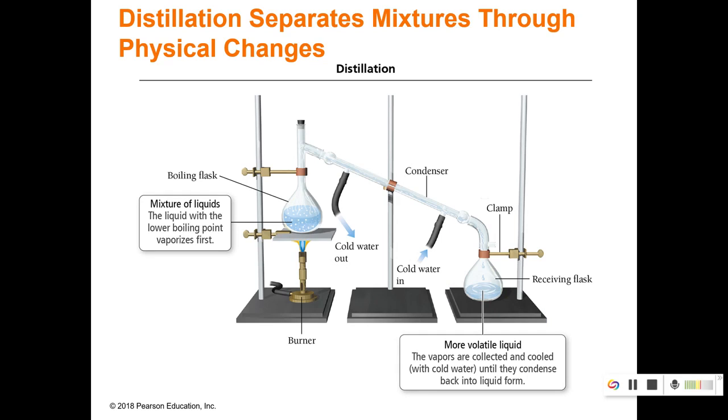Some ways to separate mixtures with physical means. Distillation is one. Distillation is used to separate two liquids that have different boiling points. What happens is the one with a lower boiling point will evaporate first. It comes up the round bottom flask, and then it comes down, it cools, and it collects down in the bottom one after it's cooled.